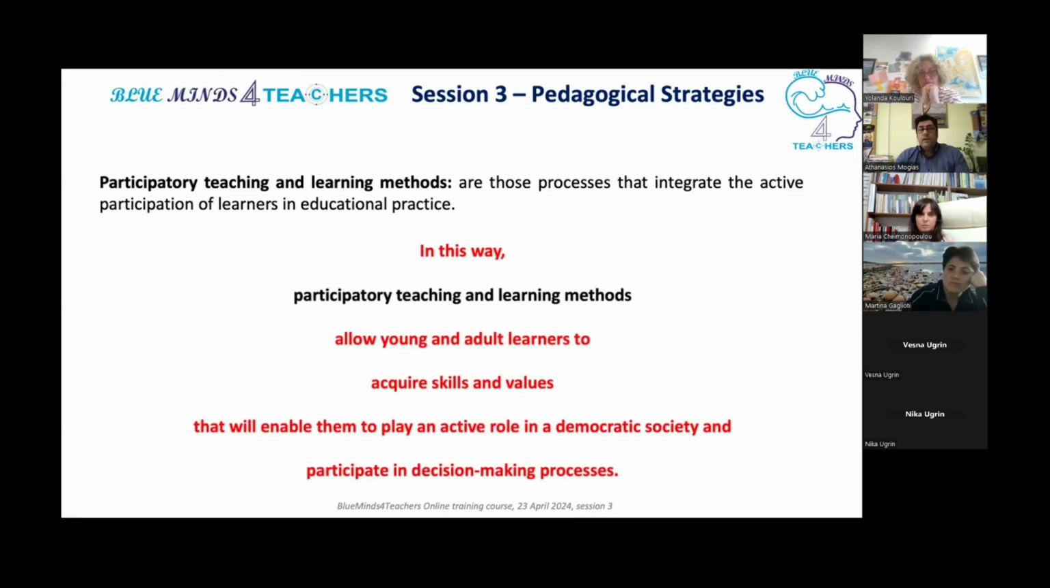In this way, these teaching and learning methods allow all people, adults, youngsters, everybody, to acquire not only knowledge, but skills and values that will enable them to play an active role in a democratic society and participate in what we call a decision-making process.